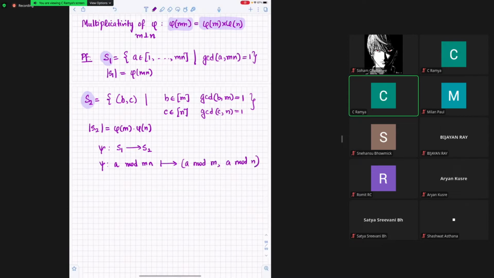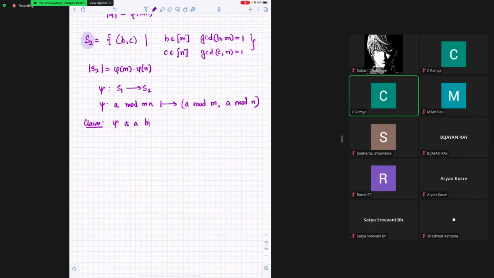You have a number in the range 1 to mn, and you want to split it into two numbers in the ranges 1 to m and 1 to n. And what you can do is divide and take the remainder. Then you will definitely get two numbers. So this is certainly a map from S1 to S2. Now I want to argue that this is a bijection. Okay. So the claim is that psi is a bijection.